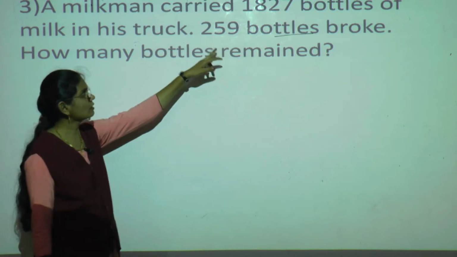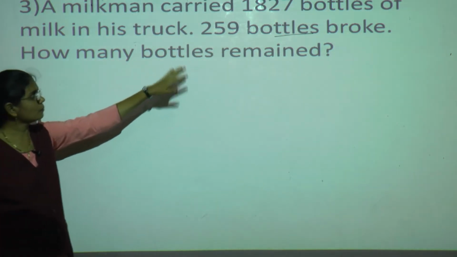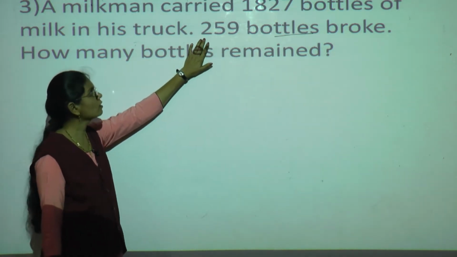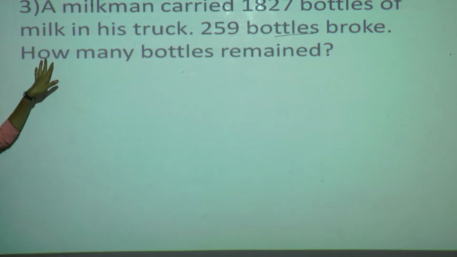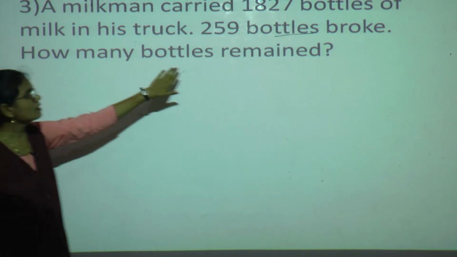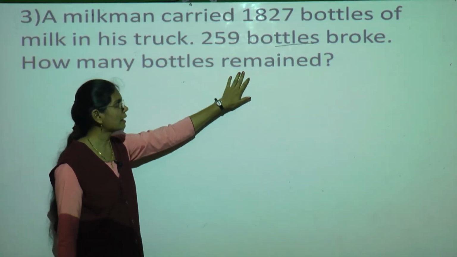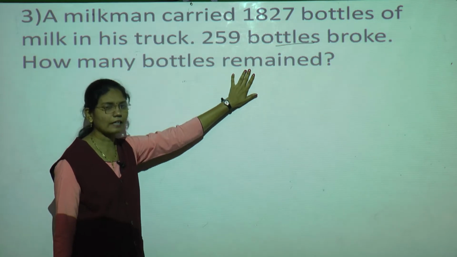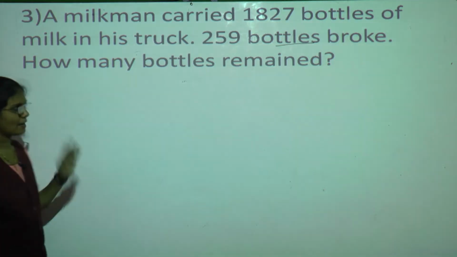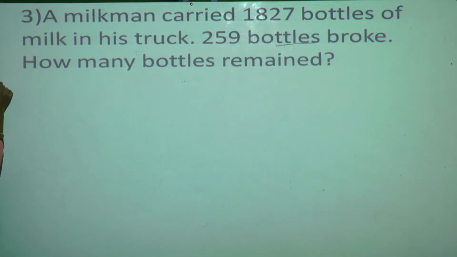From that 1827, how many bottles broke? 259 bottles broke. And what is the question? How many bottles remain? Okay, remain, left, remain. If these words come in the question, that time we have to do the subtraction. Now let us solve the example. A milkman carried 1827 bottles of milk in his truck.